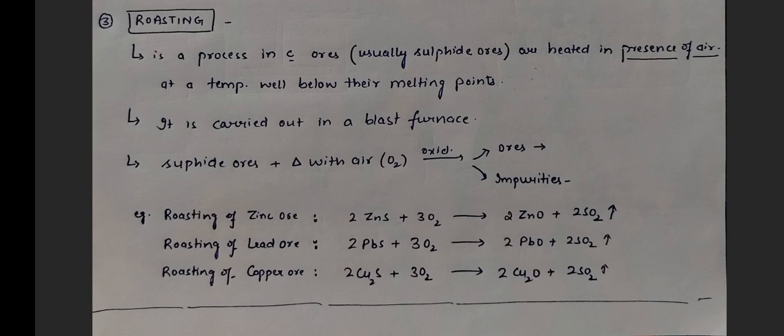and then impurities. Example, roasting of zinc ore gives zinc oxide plus SO2. Roasting of lead ore gives lead oxide plus SO2. Roasting of copper ore gives copper oxide plus SO2.